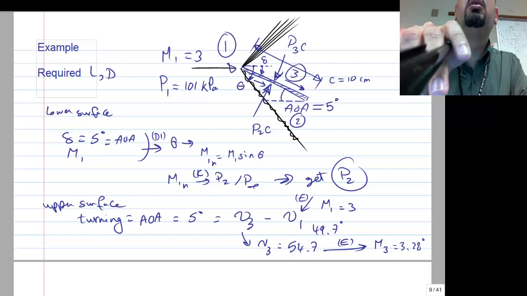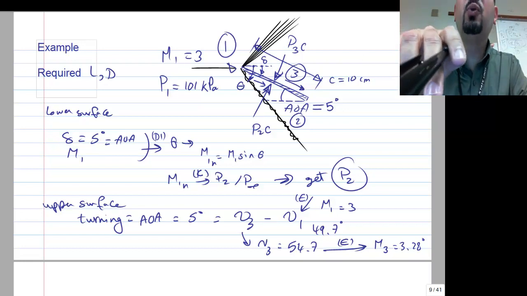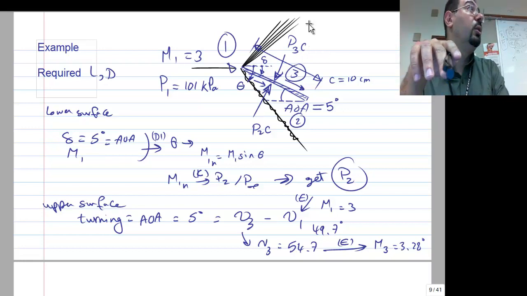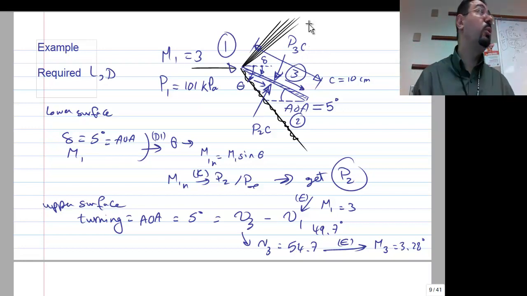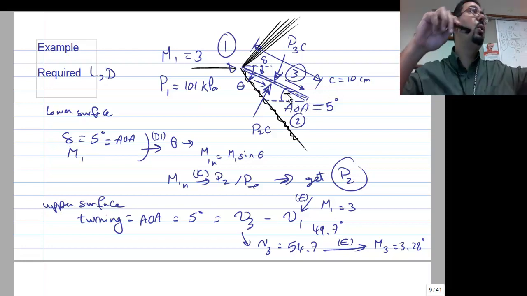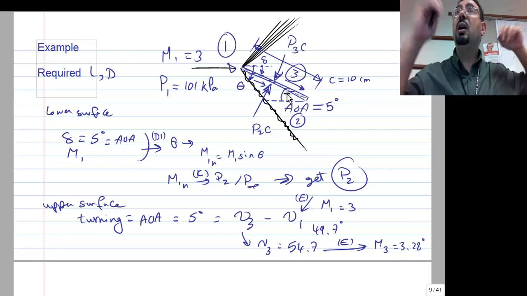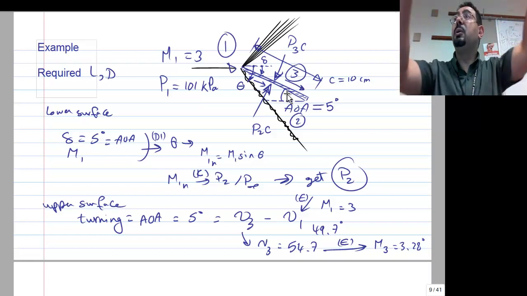I need to turn the pressure into a force, the pressure force. So I multiply the pressure by the area. The area here is the chord, let's give it the symbol C, and it's 10 centimeters. So C is 10, and the area is chord times the depth. How deep does this thing go into the paper?